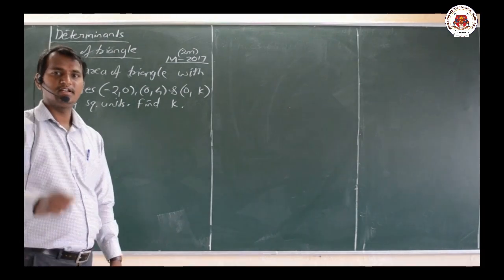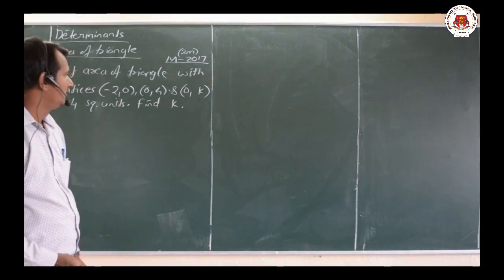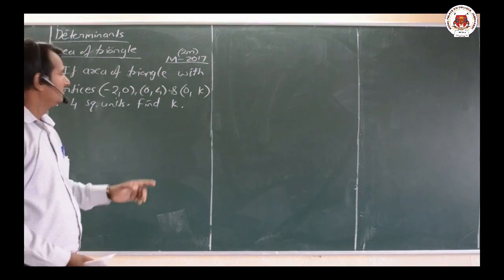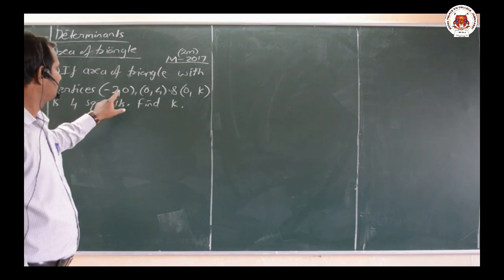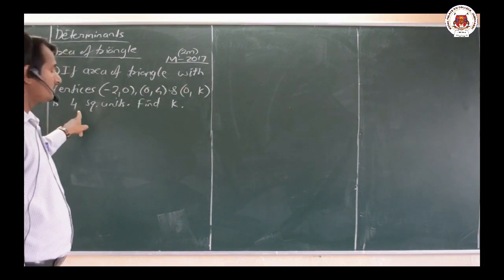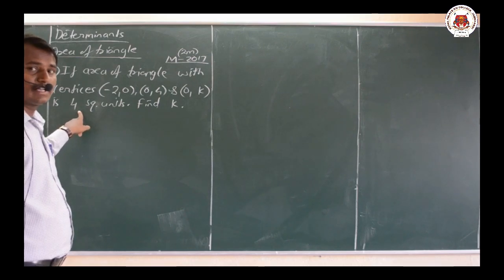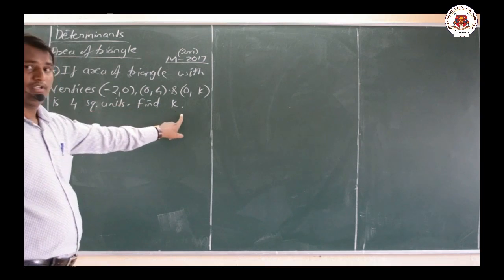Okay friends, let us move on with the next problem related to the area of a triangle. In this question, if the area of the triangle with vertices (-2, 0), (0, 4) and (0, k) is 4 square units, find the value of k. The area is given as 4 square units.